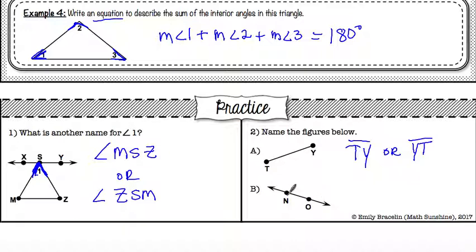And then letter B says name the figure, and I see point N and point O. I could name this NO, and it's line NO. Or I could name it ON. And remember, the line should have arrows on the ends because it's a line and not a segment. And then there's one other way, which I did not mention before. I could use the word line and call it line NO or line ON. Any of those would work.